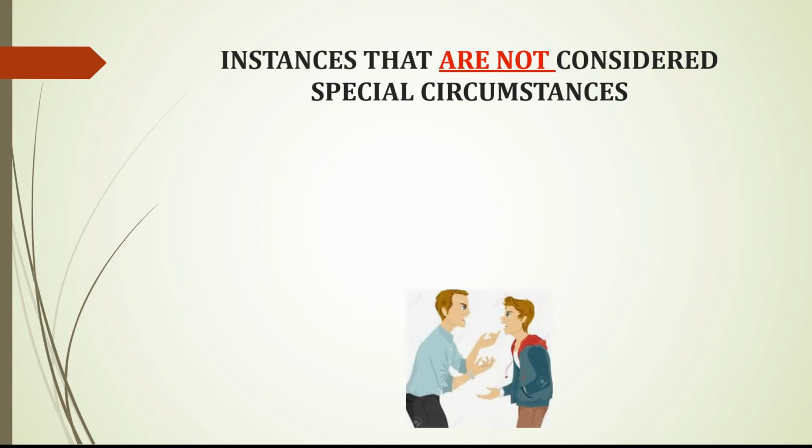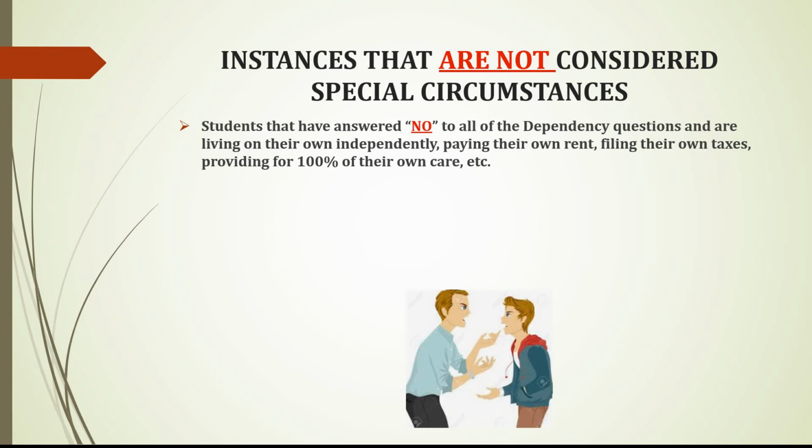So there are instances that students bring to the financial aid office that are not considered special circumstances, even though the student feels that they have a right to be considered independent. A couple of these instances are if a student answered no to all the dependency questions and they're living on their own independently, paying their own rent, filing their own taxes, and providing for 100% of their own care. You get situations where a student may be 22 or 23 years old. Because they're under that 24-year-old threshold on the dependency status questions, they are still considered dependent in most circumstances unless they were able to answer yes to one of the other questions.